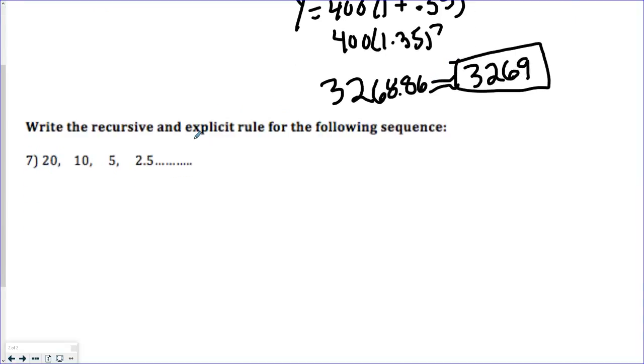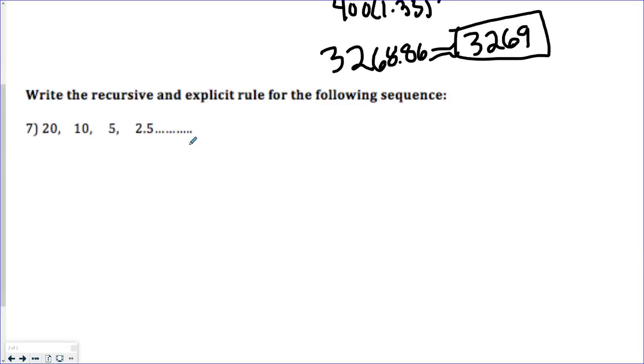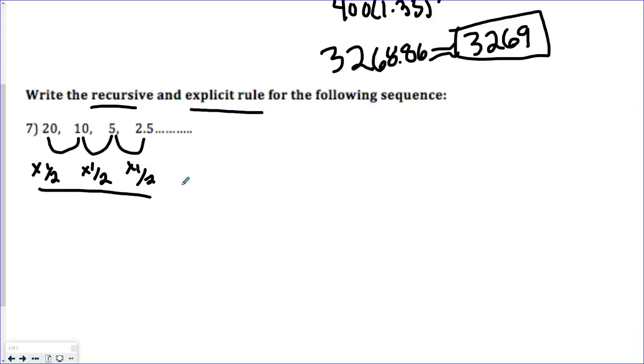Now the last one is called a geometric sequence. And so what that is basically you have a list of numbers and you want to find out what's the rule, and then you're going to write two different versions of that rule. So for example, here we go from 20 to 10, 10 to 5, 5 to 2.5, and on down. So figure out what's happening each time. Well, 20 times a half is 10. 10 times a half is 5. 5 times a half is 2.5. So we're multiplying by a half each time. This is what's called R, or otherwise known as the common ratio.